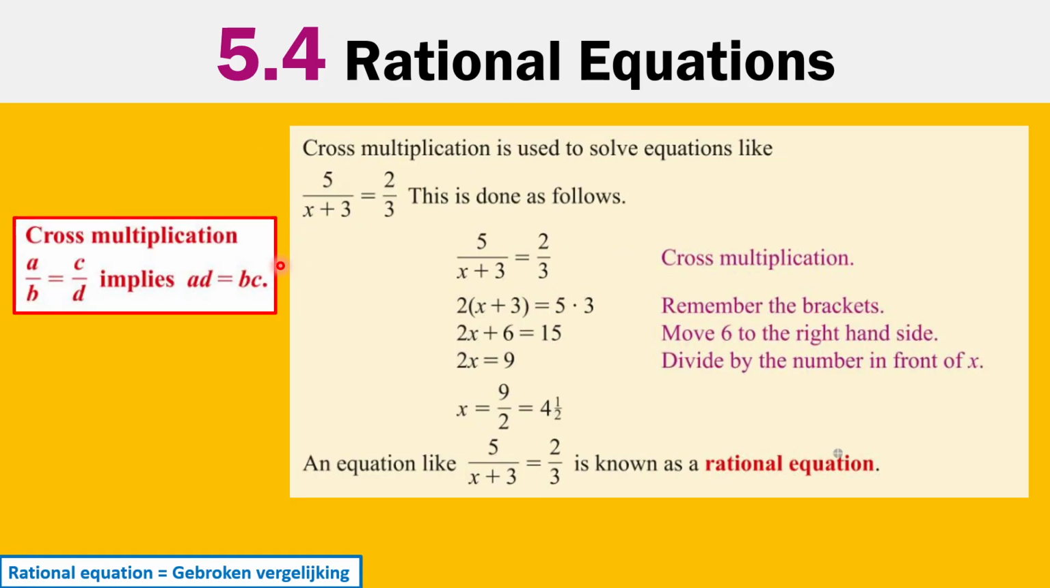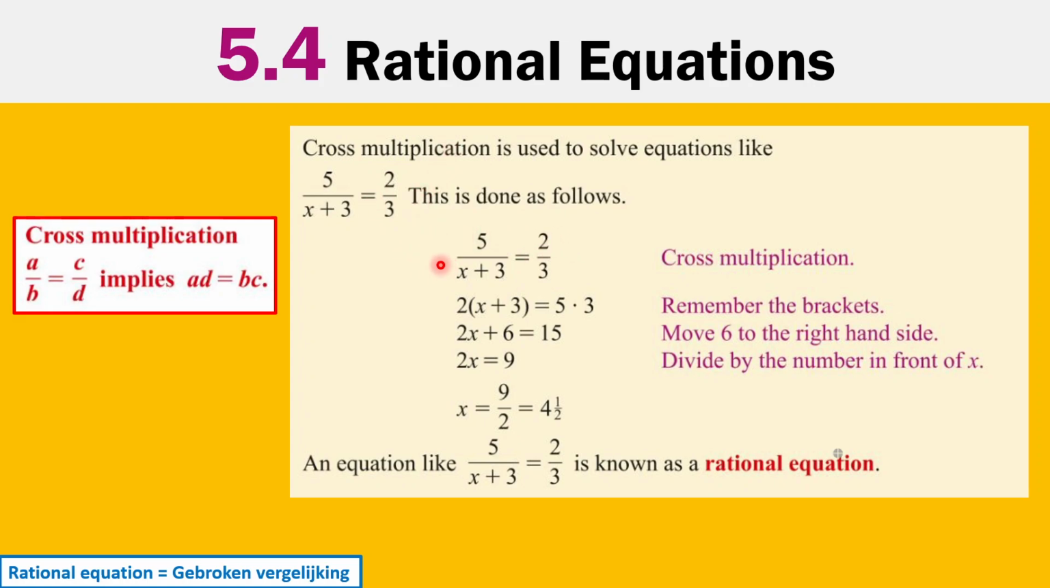But now we're not going to use it in a table form, we're going to use it to solve rational equations. Gebroken vergelijkingen. Je kunt zeggen vergelijkingen met breuken erin. En dan in zo'n geval dat de x ook in een breuk staat. Here, 5 divided by x plus 3 equals 2/3. Let's take a look at how we can do this.